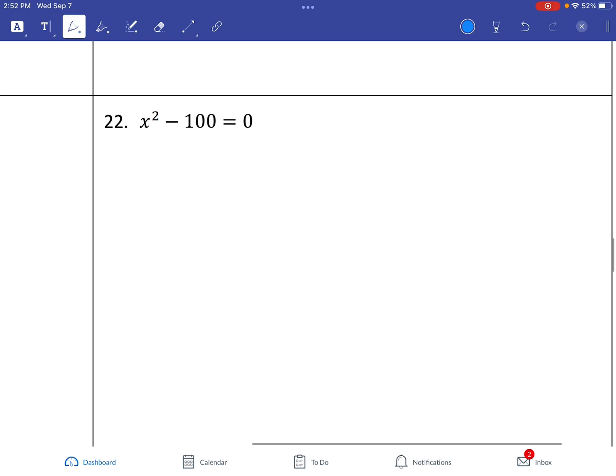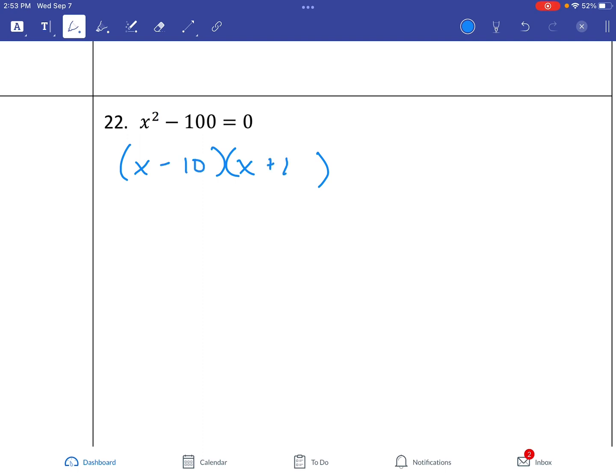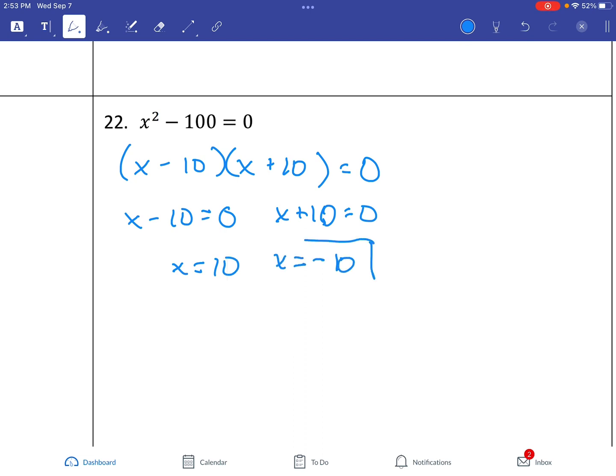22, again, like we've seen, this is the fourth one we've seen. It is a difference of two squares. Two numbers that multiply to be 100 and add up to be 0: -10, +10. We take both of them, set them equal to 0, and solve. X equals 10, and x equals negative 10. There we go.